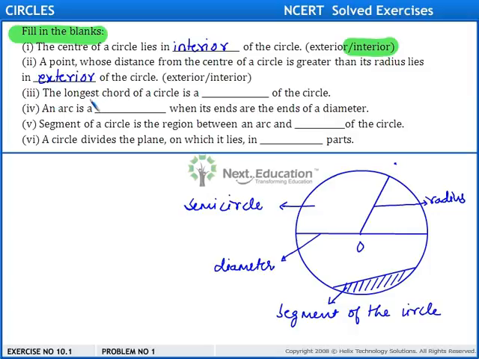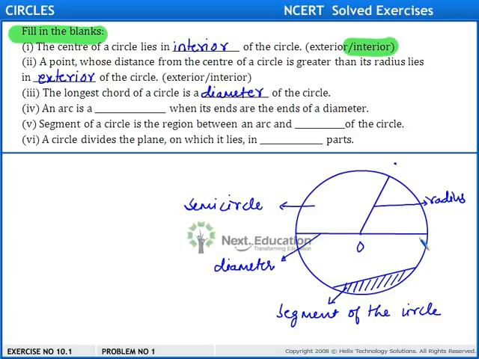The third one says the longest chord of a circle is a blank. This is quite simple: diameter. Since a chord is a line segment which joins any 2 points of a circle, and diameter is the longest chord which joins the 2 points of the circle.